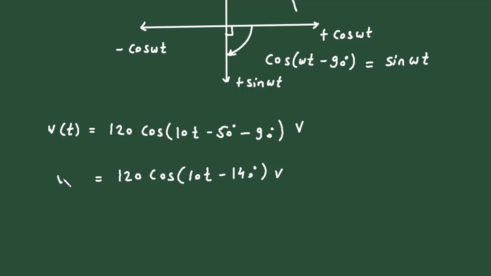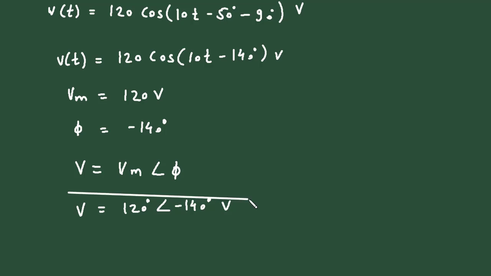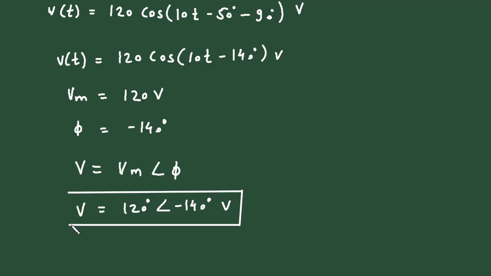Now we can compare this with the standard equation. Here we can see this is v(t), Vm is equal to 120 volts, and the value of φ is −140 degrees. So in the phasor domain, capital V is equal to Vm at an angle φ. Therefore V is equal to 120 at an angle of −140 degrees, and since it is a voltage, its unit will be volts. So this is how we can convert into the phasor domain.